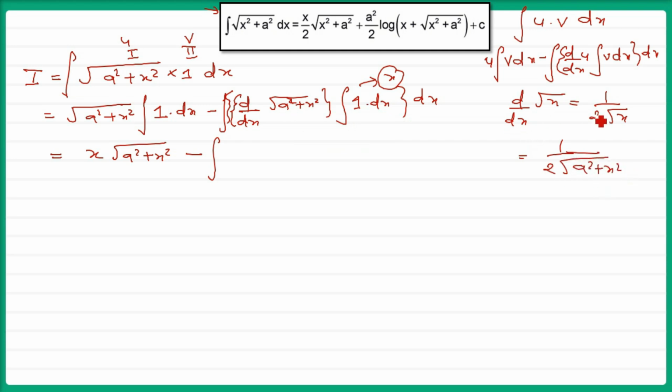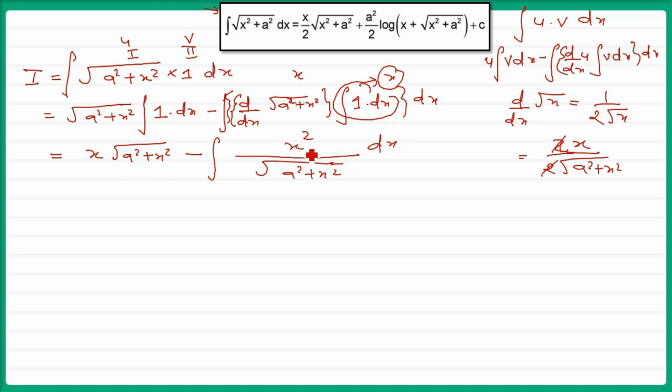Now you don't have to stop here, you have to differentiate a² + x² also. What is the differentiation of a² + x²? a² will be 0 and x² will be 2x. The 2 you can cancel. So this will give you, I am not writing x right now, just the denominator √(a² + x²). Why am I not writing x? Because the integration of 1 dx already gave us x, so we got an x from here also. x into x will be x², and that can be written. And then the integration with respect to dx.